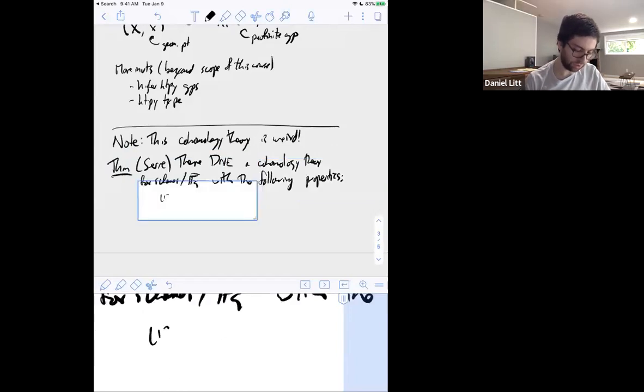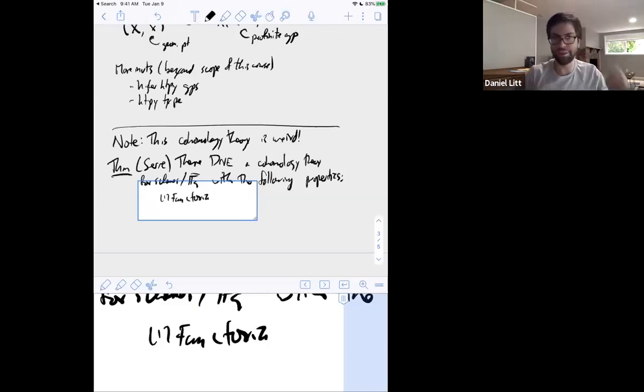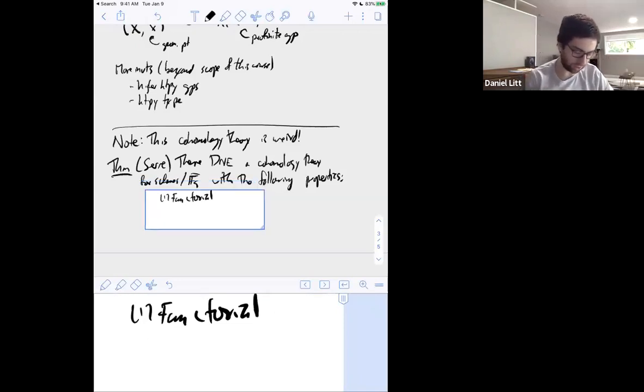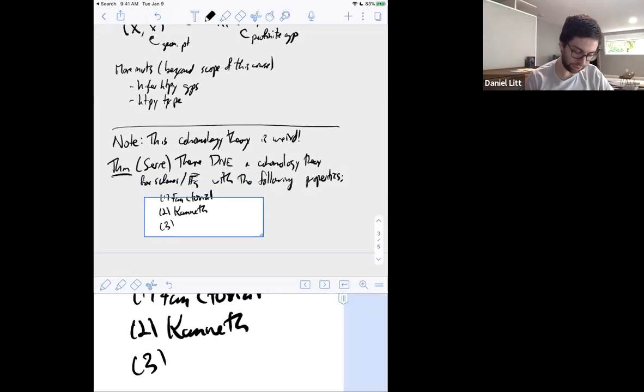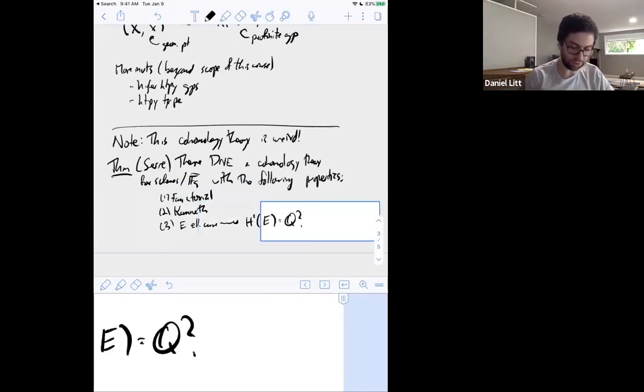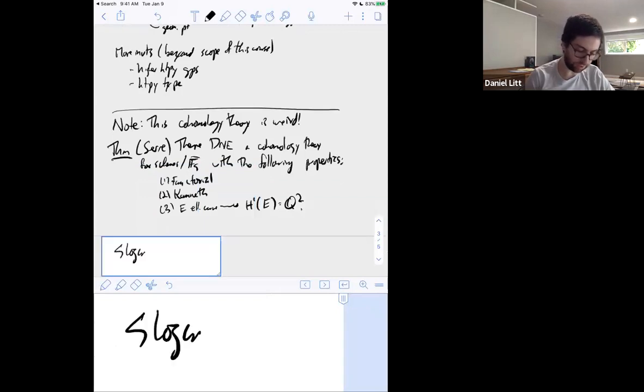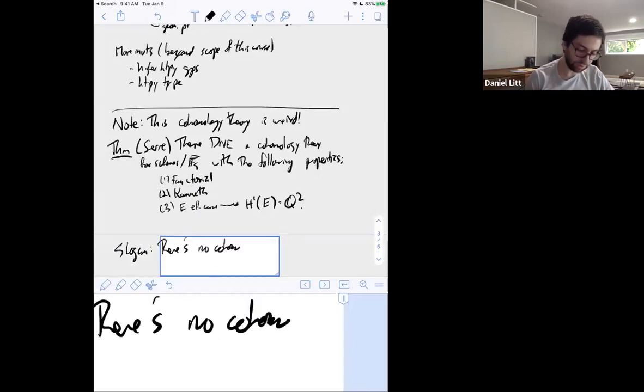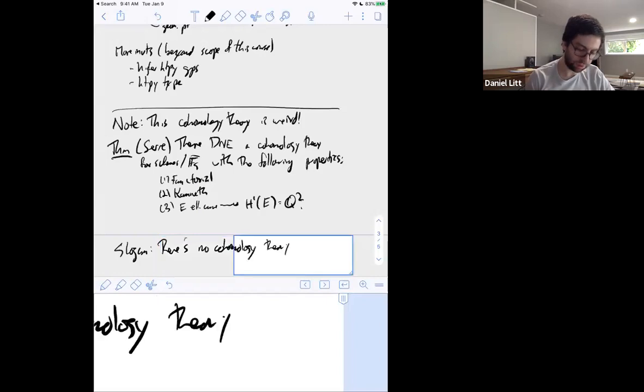So one, it's functorial. By cohomology theory, I just mean a bunch of functors which associate to each variety over F_q bar a vector space we call H^i. So they're functorial. It satisfies Künneth, and for E an elliptic curve, H^1 of this thing is Q^2. So the slogan of this theorem is that there's no cohomology theory with Q coefficients.